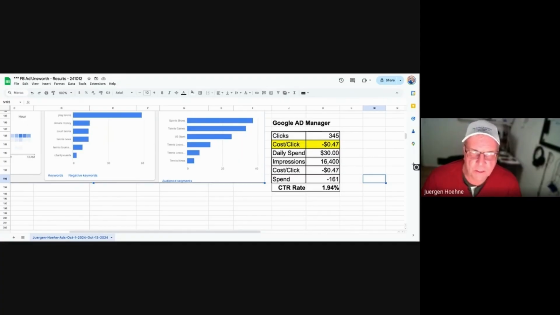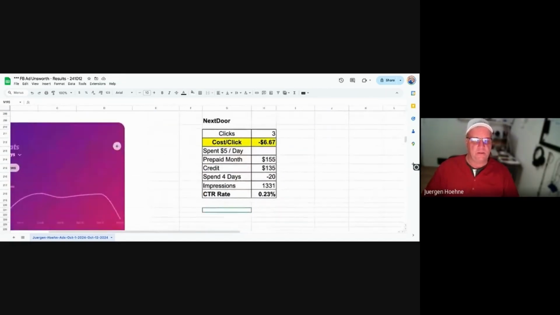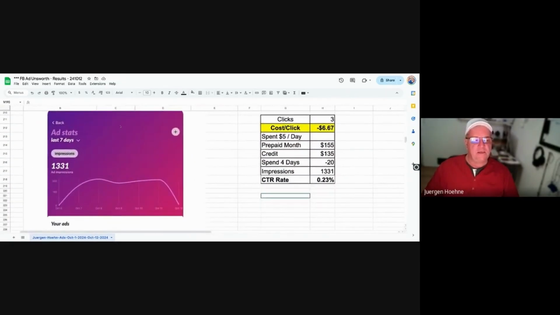So Google Ads, Facebook ads, similar results. Google had a little bit more reach. Let's look at Nextdoor. I was very curious about Nextdoor. This is my first campaign. Only 1,331 impressions. Started this a little bit later, and I had to prepay $155 for the month.